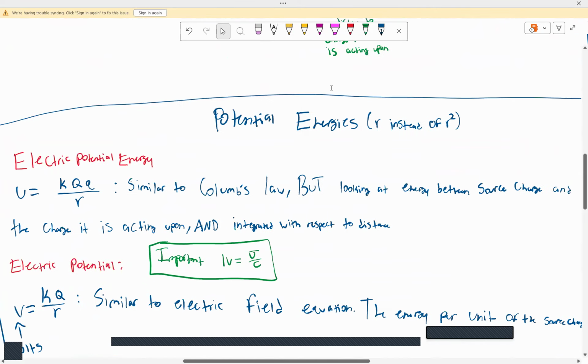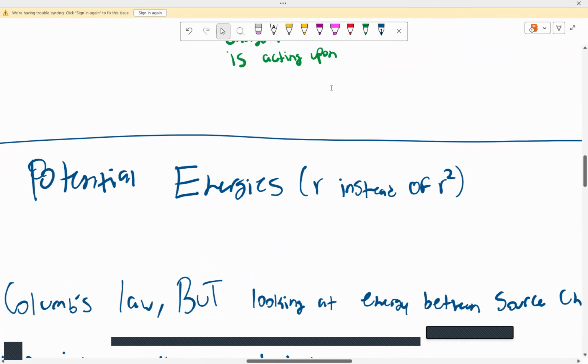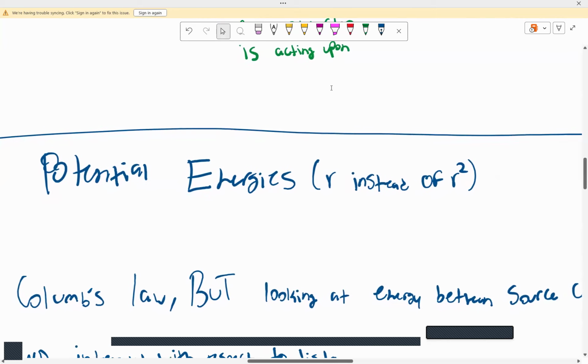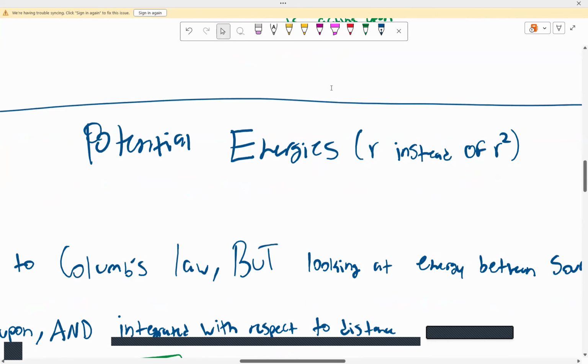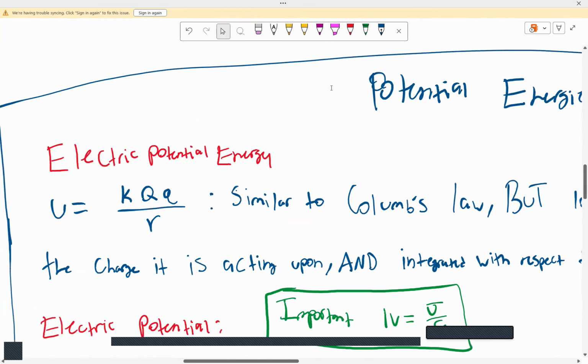Okay. Now I'm going to be going over potential energies. You'll see a lot of very similar equations in this section of the video, but we're going to be using R instead of R squared, which is the only real distinction between the two sets of equations that I'm talking about. I'll go more into why in a little bit, or just at a surface level.